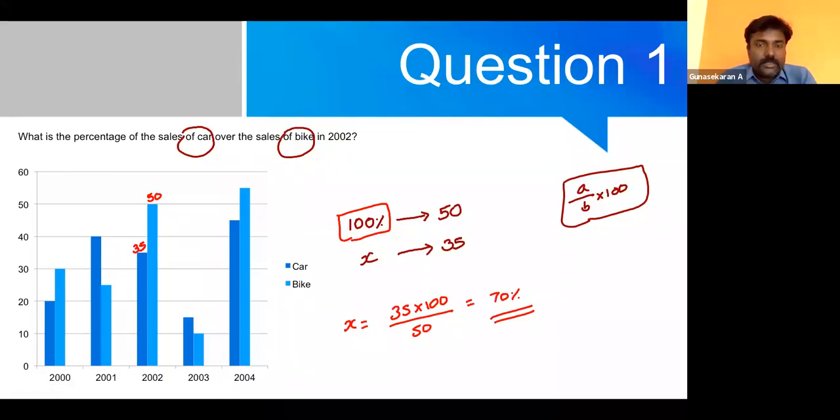So similarly, one by one, you have to answer. My point is, first find the base. Understand the base of the 'over', so that you can clearly find it, and then try to answer the questions.